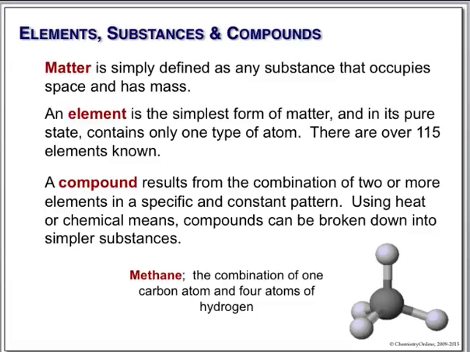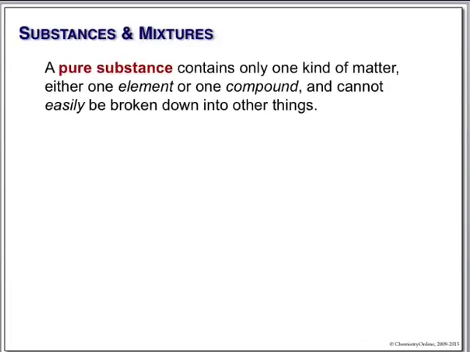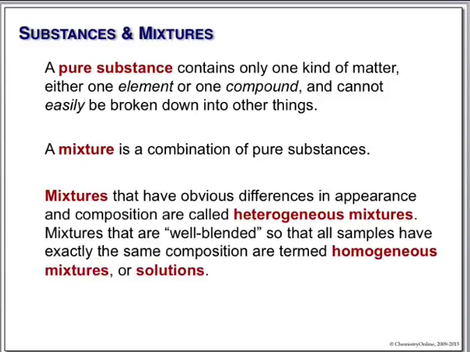An example, this is a molecular model for methane. Methane is natural gas. It consists of one carbon atom and 4 hydrogen atoms. They're always bonded in exactly this arrangement. Every molecule of methane will look exactly like that. Methane, as a compound, would be a pure substance. Pure substance contains only one type of matter. It could be an element or a compound. It's not easily broken down.